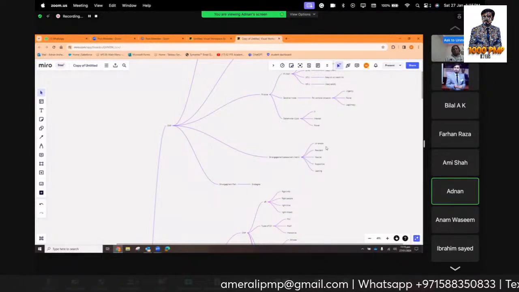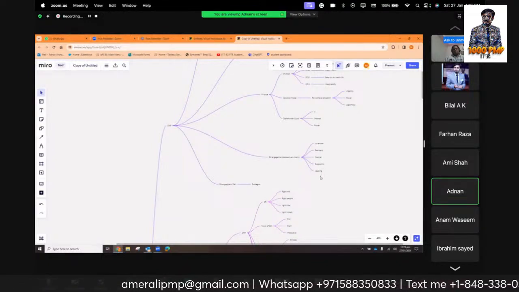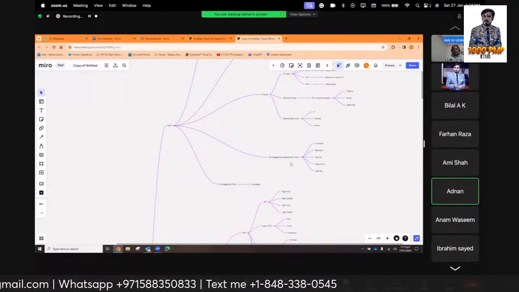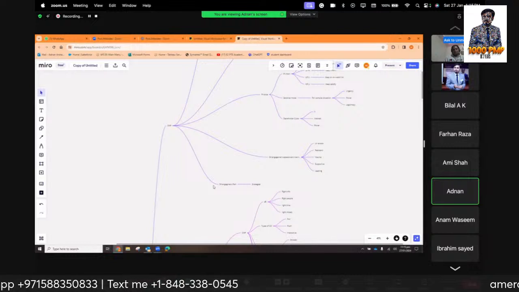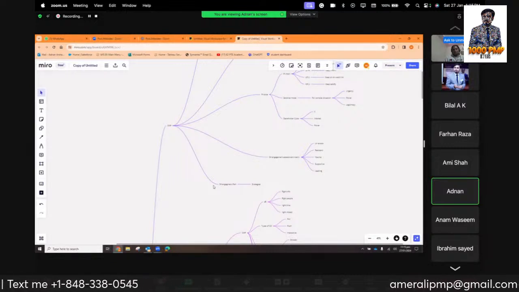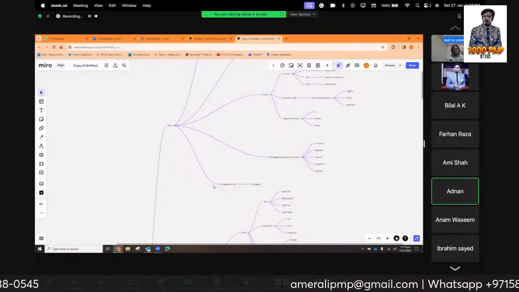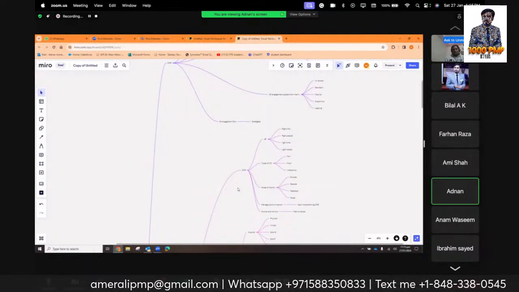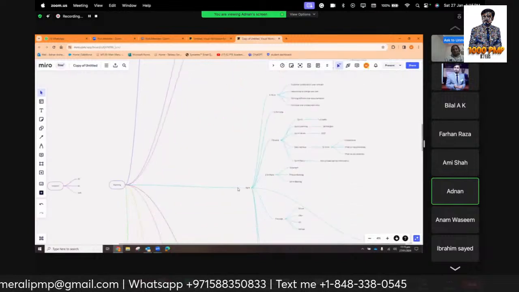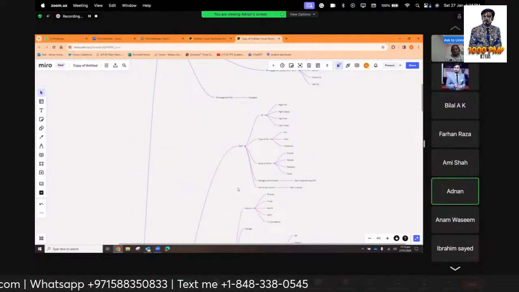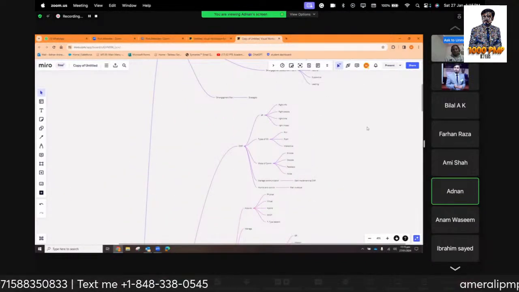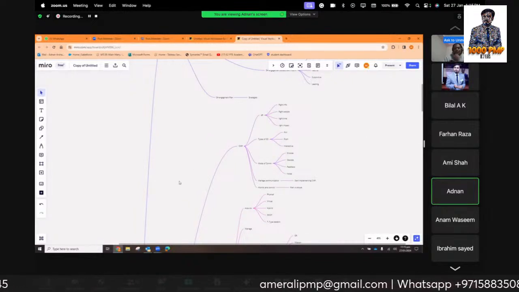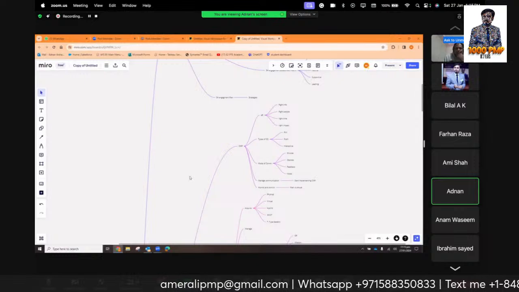Either the stakeholder is unaware, resistant, neutral, supportive, or leading. For this stakeholder engagement assessment matrix, we made the strategies for how we are going to move the stakeholder from one point to another, which is called the stakeholder engagement plan. Moving forward, we made the communication management plan, and I think Anjum will be moving forward with it. Anjum, over to you.